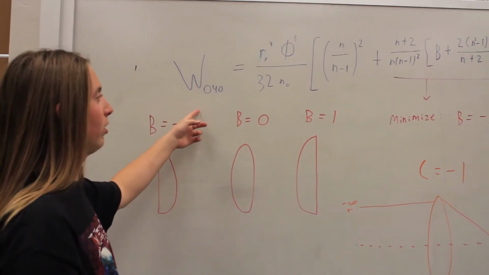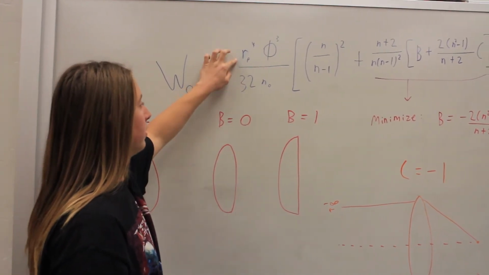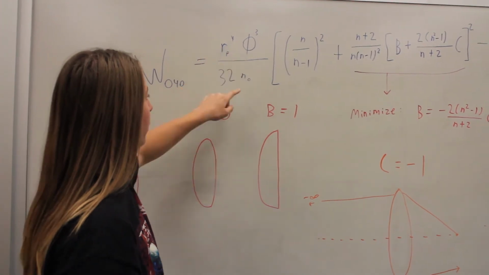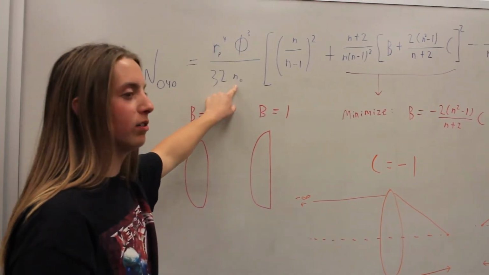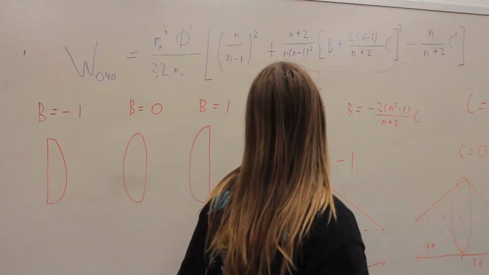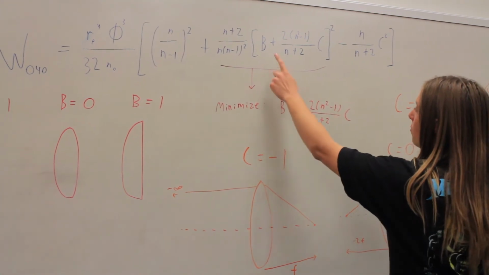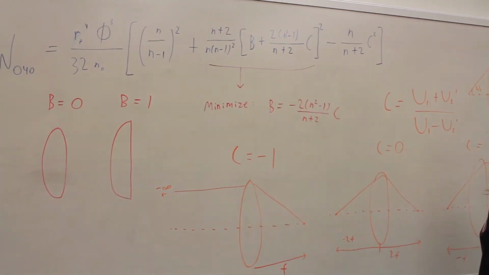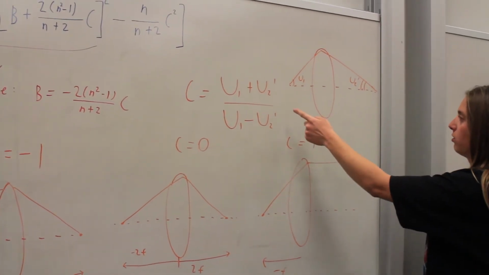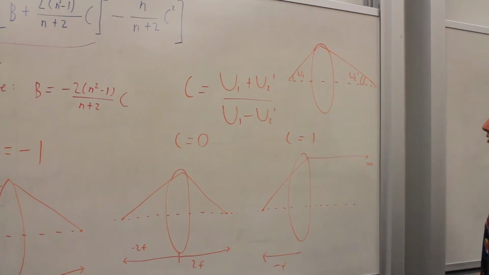Right here we have our equation for spherical aberration, W040. Right here is the semi-diameter of the lens, the power of the lens, and n0 is the index of refraction of the medium surrounding the lens, which is air in this lab. n is the index of refraction of the lens. B is the shape factor, and C is the conjugate variable, which is defined as u1 plus u2 prime over u1 minus u2 prime, where those are the two angles.